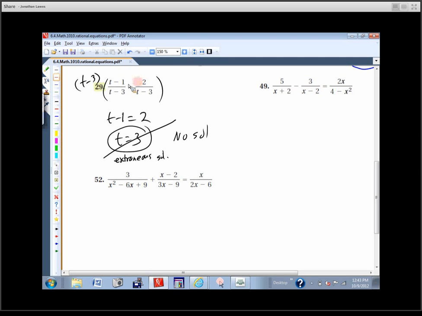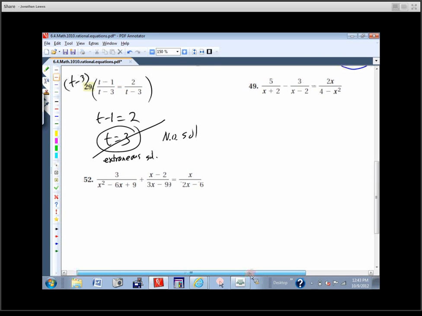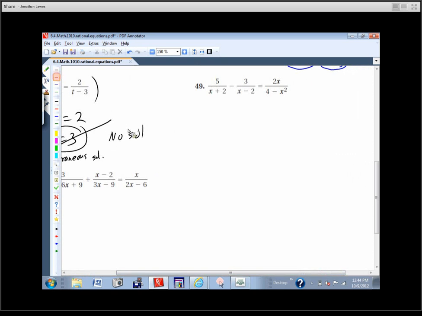It would make the numerators equal, but the denominators would both be 0. If we divide by 0, that's undefined. Okay, any questions? Okay, let's take a look at number 49. And a lot of times I would put a star by number 49. Why would I do that?